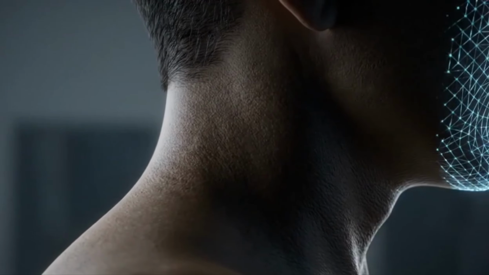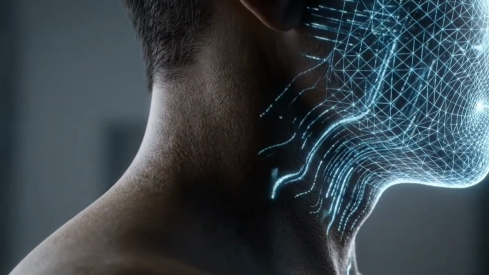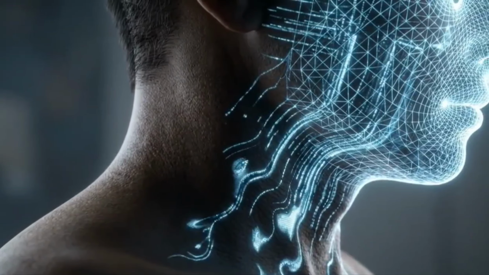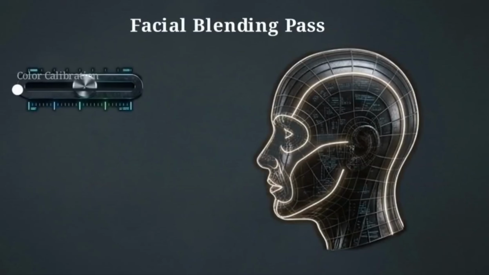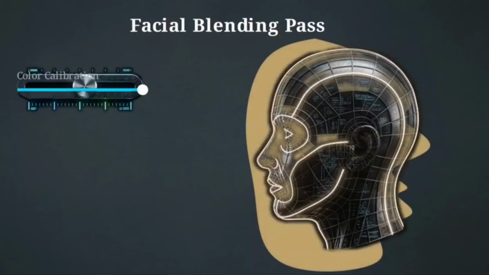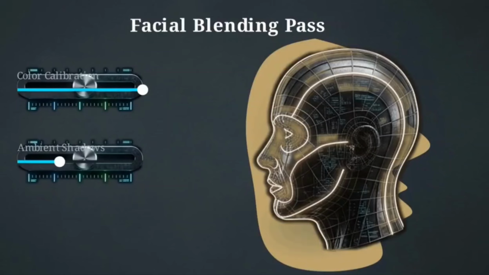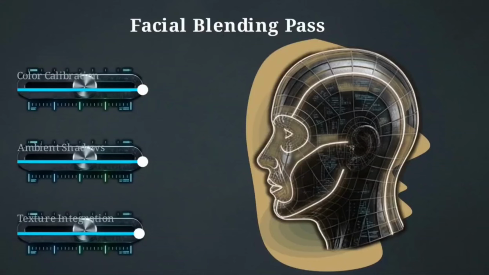It performs a final blending pass to remove any digital seams where the synthetic face meets the real body. This step requires precise, localized adjustments. The algorithm matches the exact skin tone, recalculates the ambient shadows of the room, and applies an artificial digital grain so the generated pixels match the camera noise of the original footage.